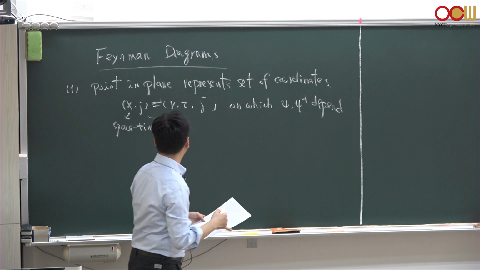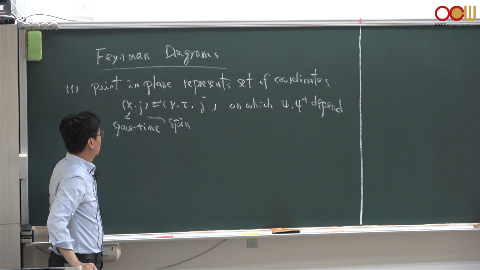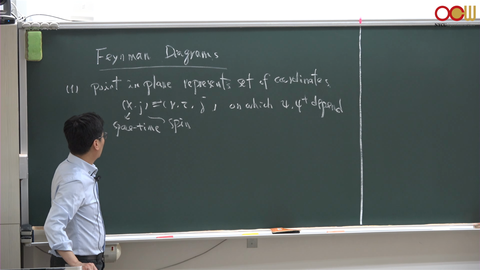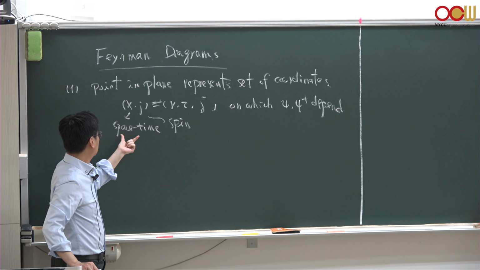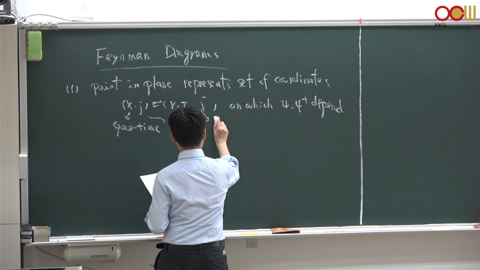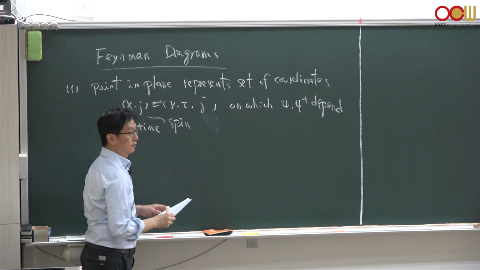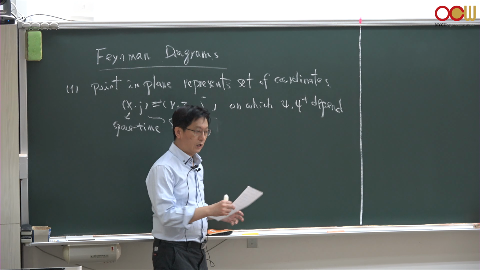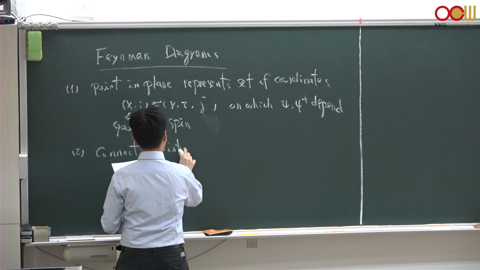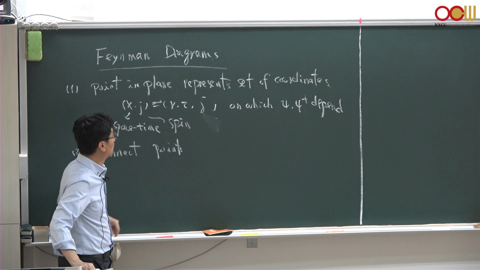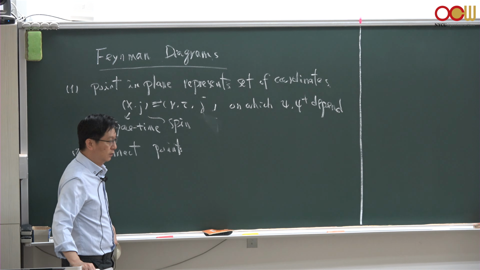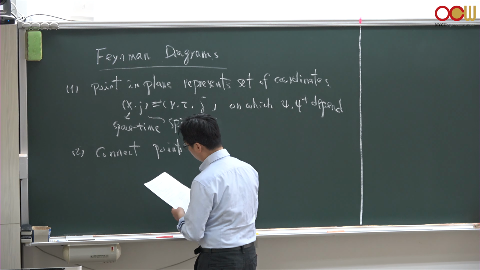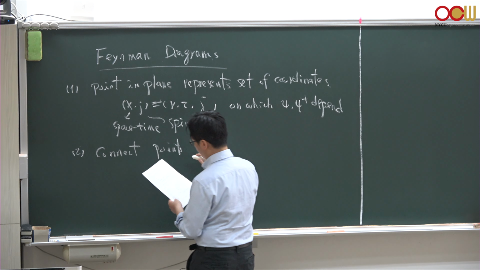Okay, the first rule is to represent a set of coordinates on which the psi and psi dagger depend, and these coordinates are space, time, and spin indices. And you attach this set of coordinates to all these operators, and these are points in this space-time coordinate, and we will connect those points and form a solid line, a dashed line, or a wavy line.